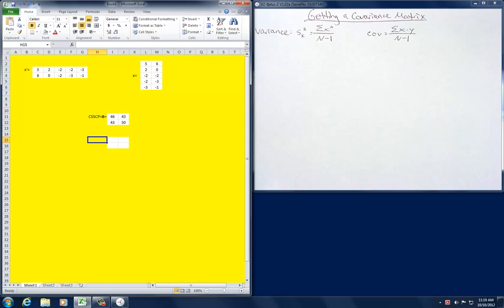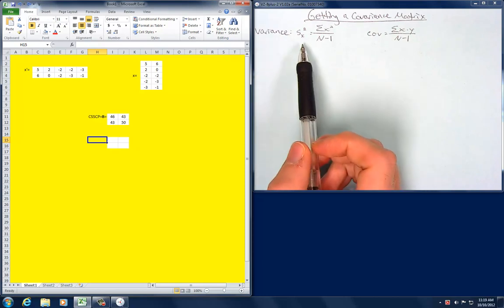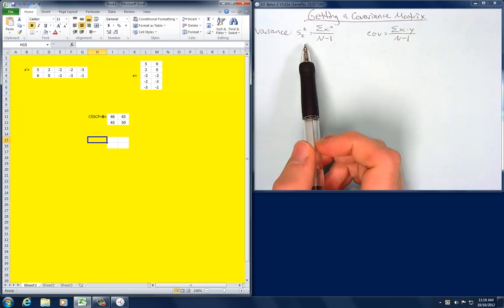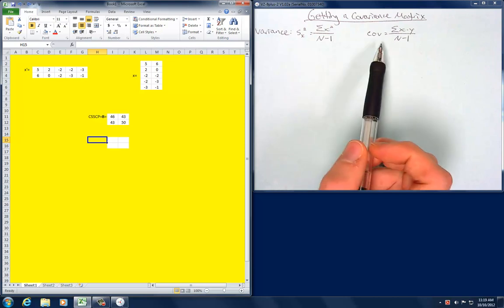Alright, now that we've gotten a centered sum of squares and cross products matrix, and we've talked about division by a scalar in videos 3.8 and 3.9.1 respectively, we are going to convert the CSSCP matrix to a variance or covariance matrix, which we just actually call a covariance matrix. Now, as a reminder, this is the formula for variance, and this is the formula for covariance.